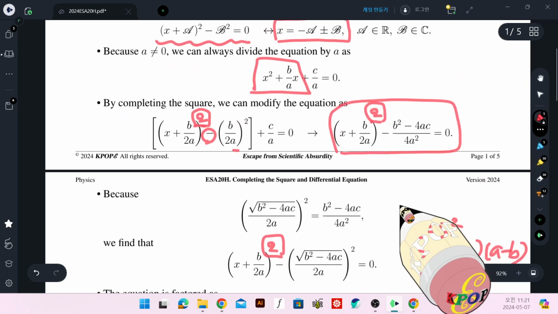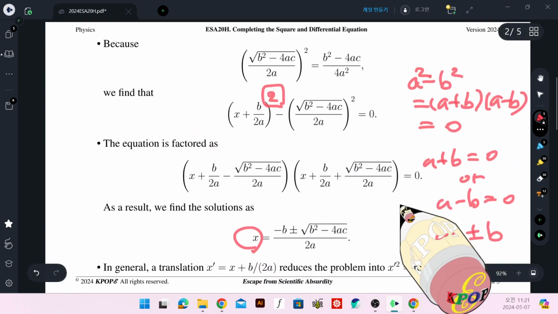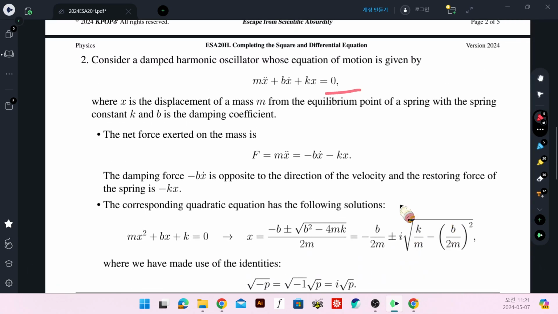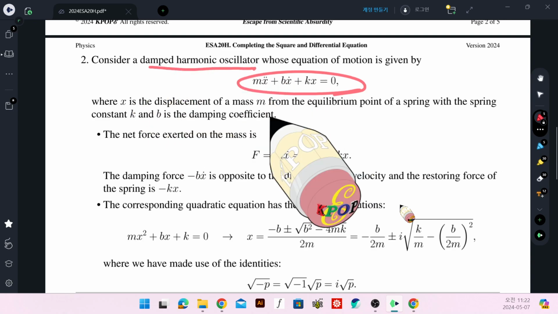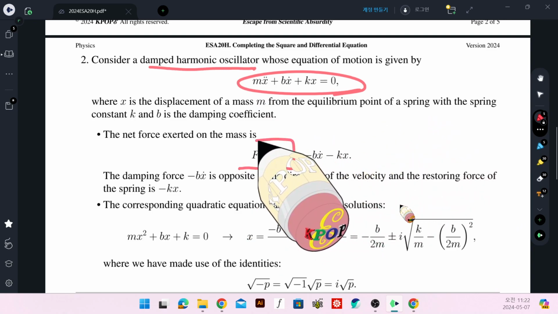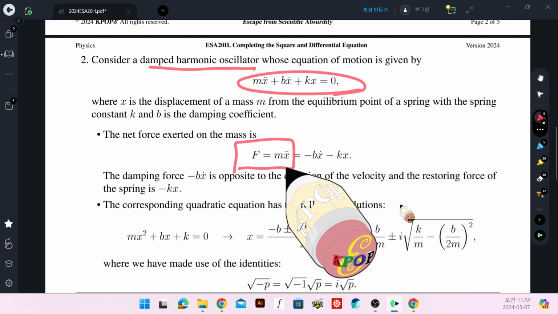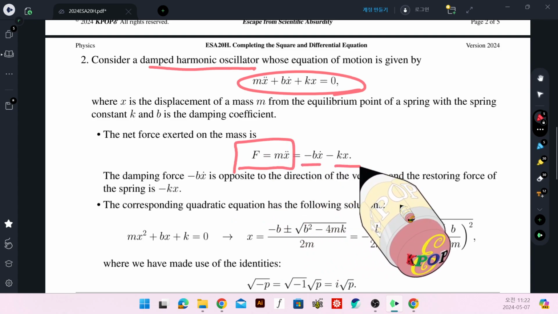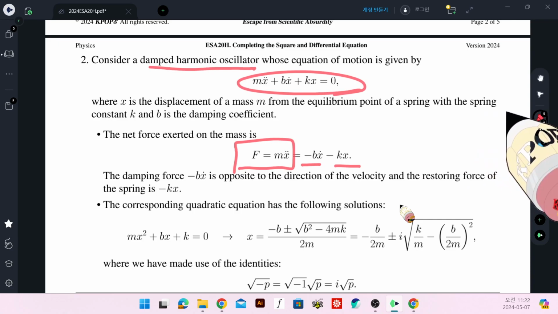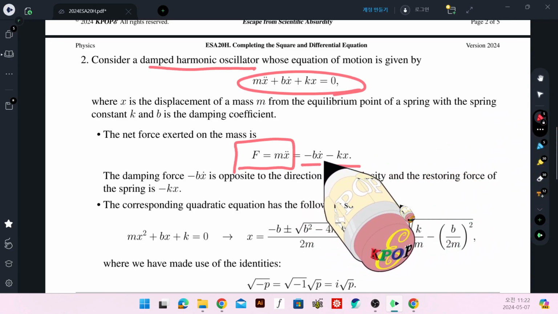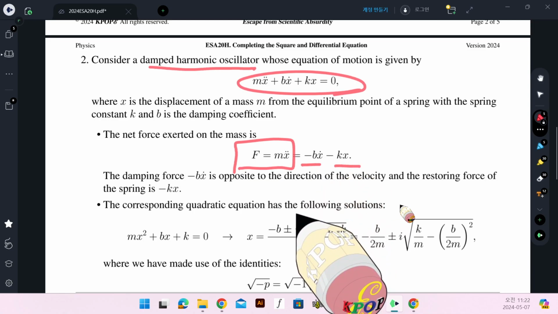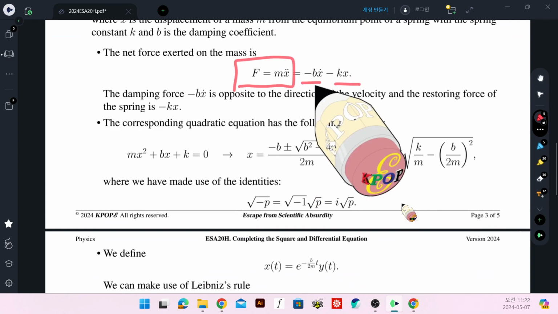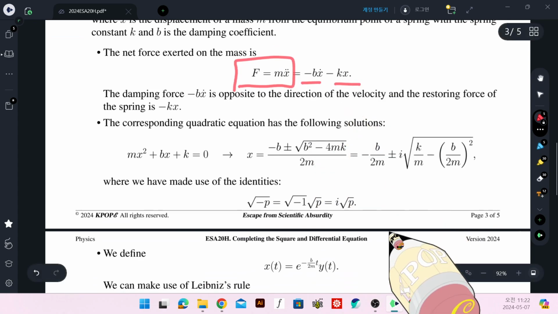Now we can make use of these relations we learned in middle school to solve the equation of motion for a damped harmonic oscillator. A damped harmonic oscillator obeys F equals ma, and ma is the force. Force is the sum of two contributions. Minus kx is the spring's restoring force, and minus b x dot, which is opposite to the velocity, is called the damping force. We call this b the damping coefficient, and k is the spring constant.